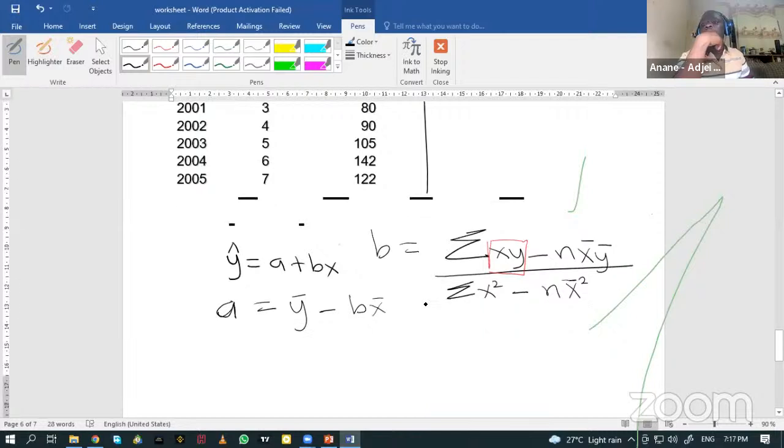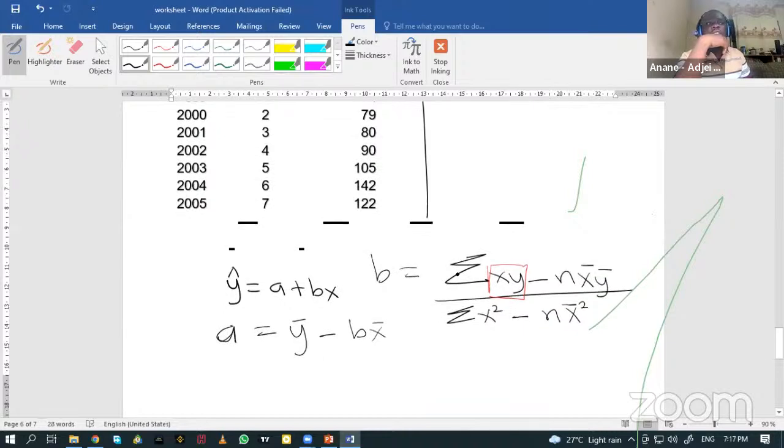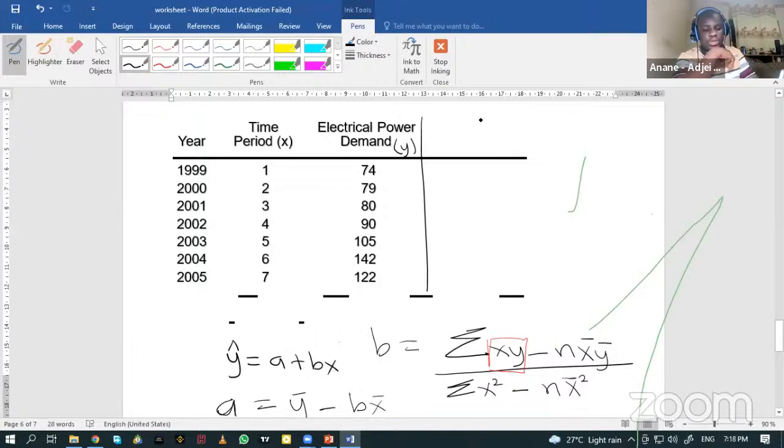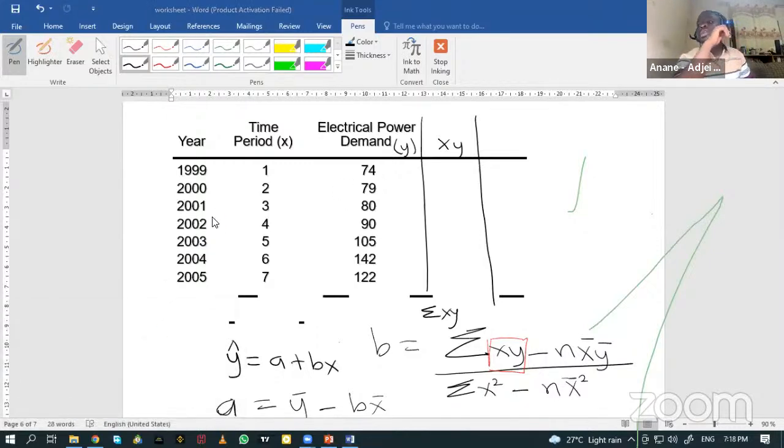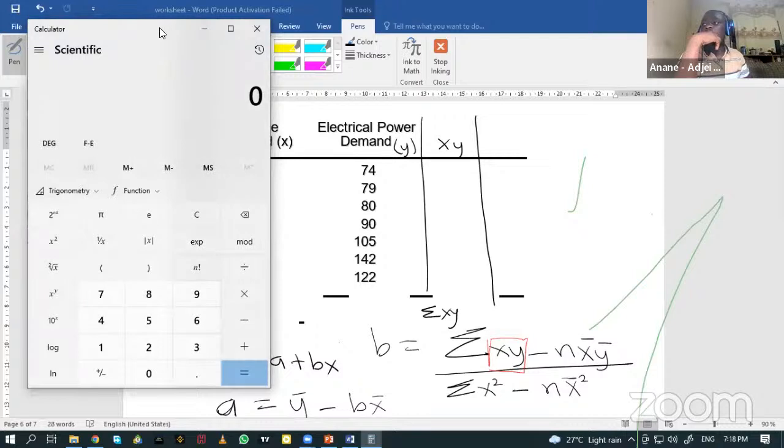So to find b, we are saying the sum of XY. Wherever you see this summation sign, it's actually a column. So X and Y, and when we are done, we'll find the sum of XY here. So X and Y, the multiplication of the two. To multiply the figures, I'll be using this calculator to help me do the calculation.